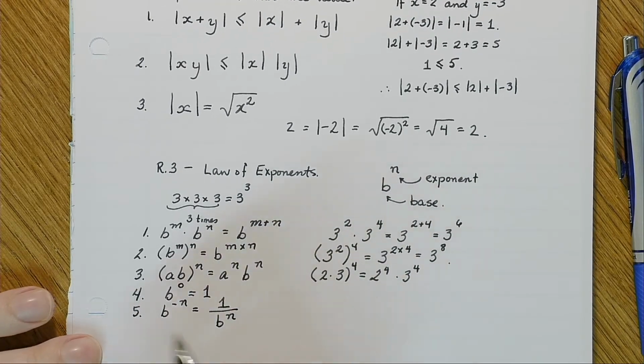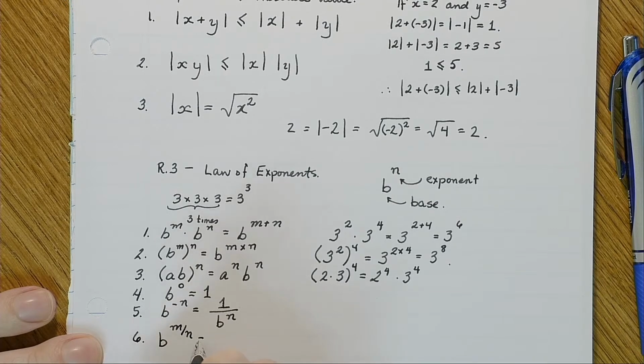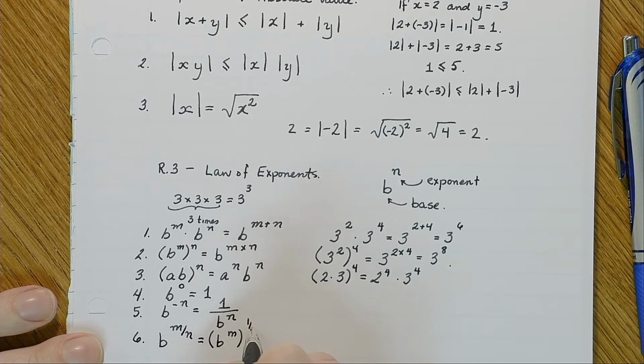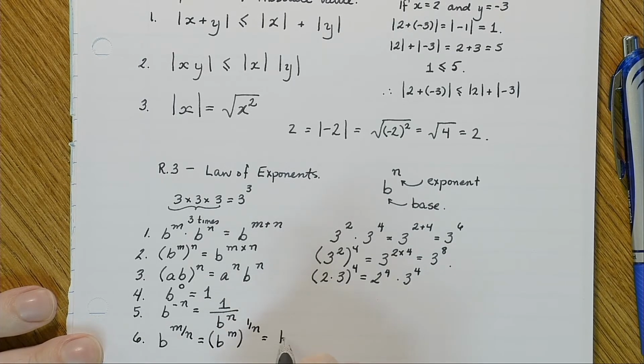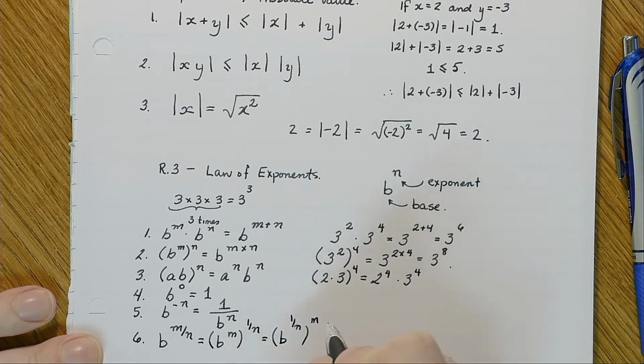And lastly, I have 6, which is b to the m divided by n is equal to b to the m times 1 over n, or I could write this as b to the 1 over n times m, or you can also write this as b to the m, of the nth square root.